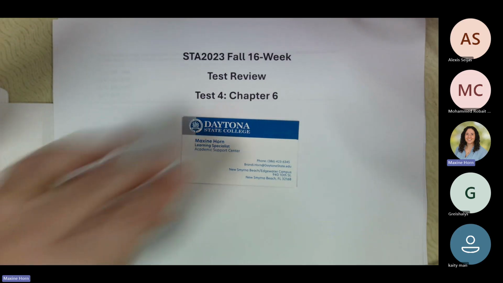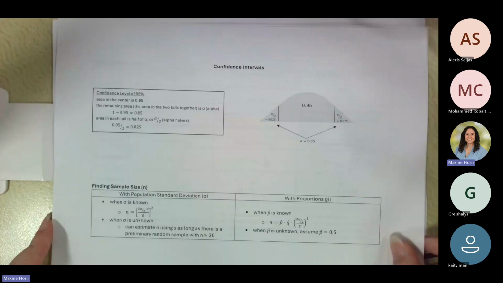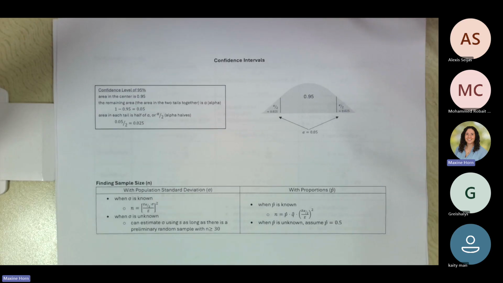Okay, so it's a 3-page handout and it's on confidence intervals, right? That's what we're doing this chapter. So the first thing that I wanted to have was a visual representation of how we're dealing with the standard normal curve with confidence intervals.